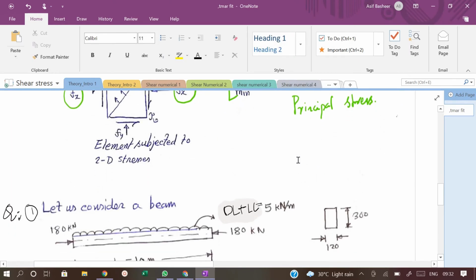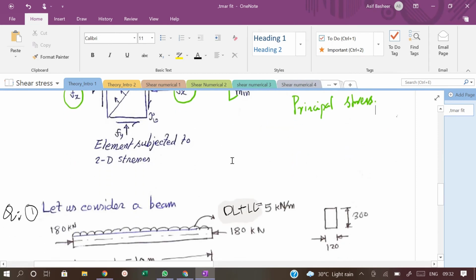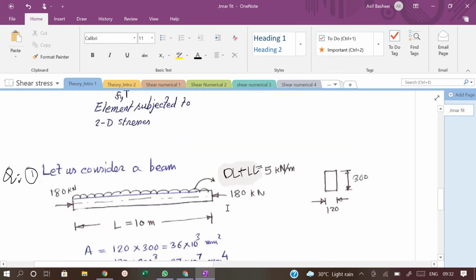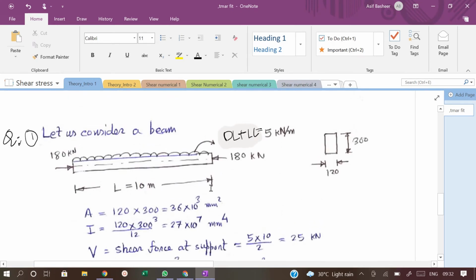now we will consider an example to make your things clear. That is, you consider a beam like this. Consider a beam having cross section 300 mm depth and 120 mm width. It is having a dead load plus live load combination, a total dead load plus live load including the self weight as 5 kilonewton per meter. And the total length of the section is 10 meter.